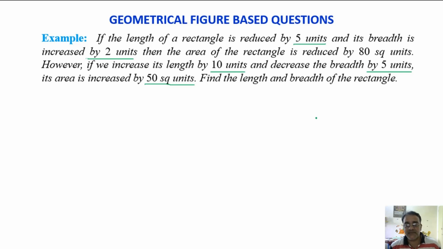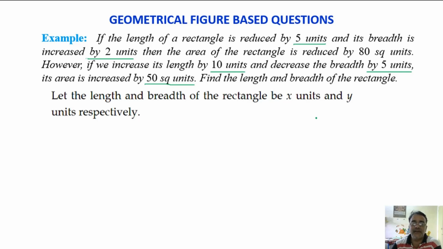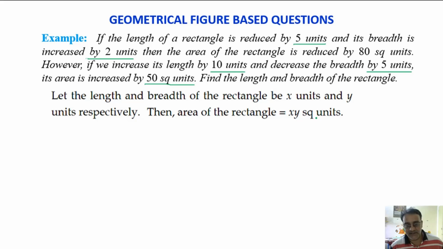So first case में हम लोग लेंथ को कम कर रहे हैं, breadth को बढ़ा रहे हैं, तो एरिया कम हो रहा है. सेकेंड केस में हम लोग लेंथ को बढ़ा रहे हैं और breadth को कम कर रहे हैं, तो एरिया बढ़ रहा है. Right? So we have two cases here. So first let length be x and breadth be y unit. So what is the area then? X into y square units.